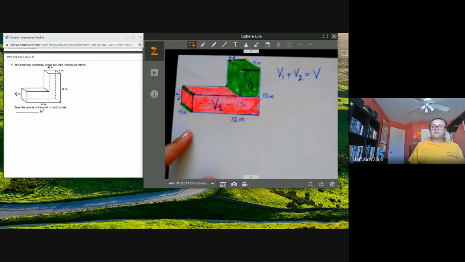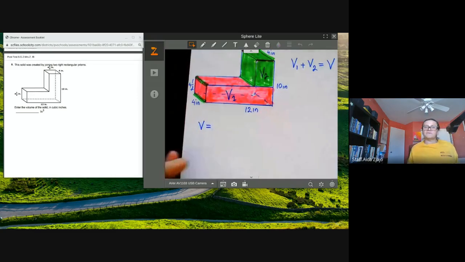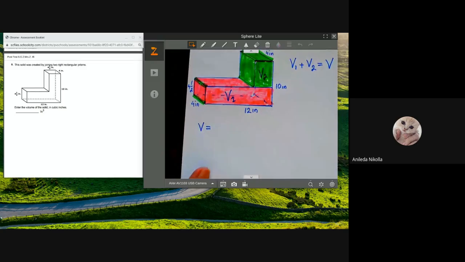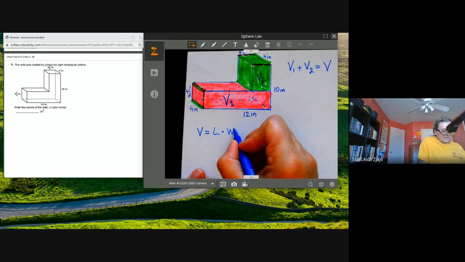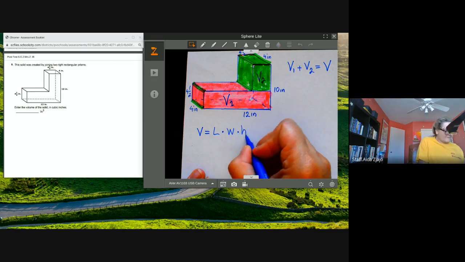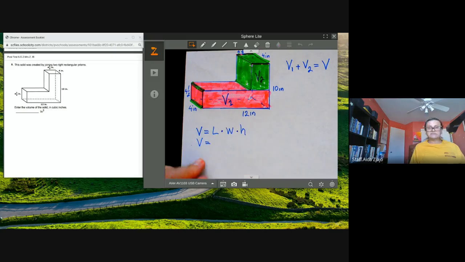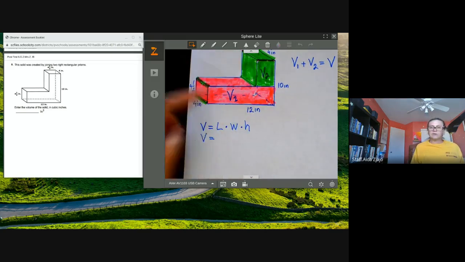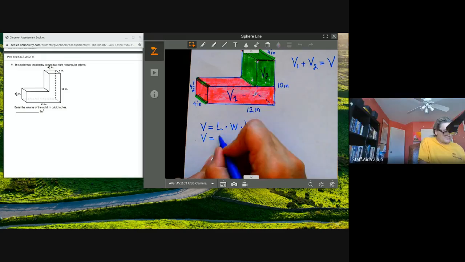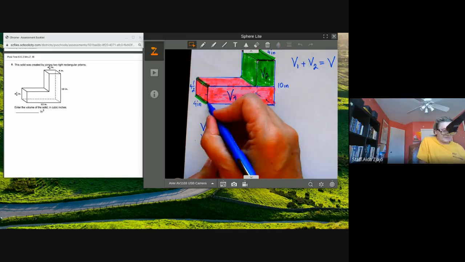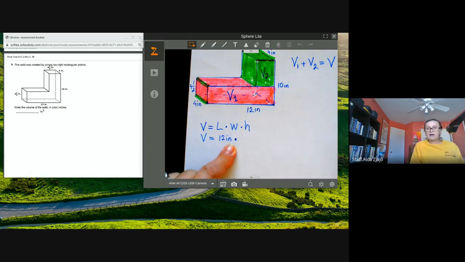So we can start with volume 1, and we need, what is the formula for volume? Length times width times height. Bravo. Good job. Okay, so now I'm going to look for the values and substitute them. If I do this pink one, what is the length? The length is 12. Bravo, 12 inches. It goes from this point to this point. That's the length. Okay, and then width, how deep?